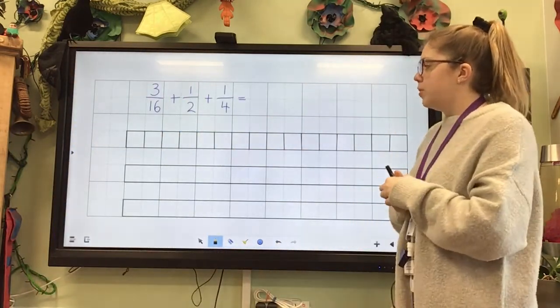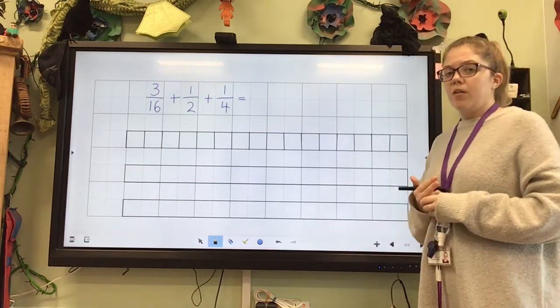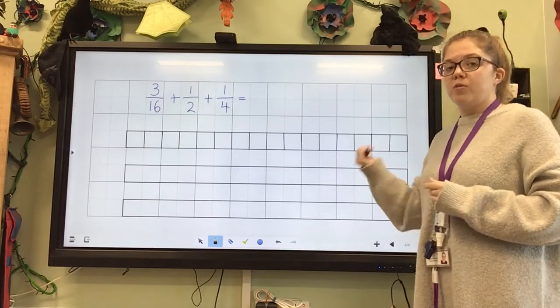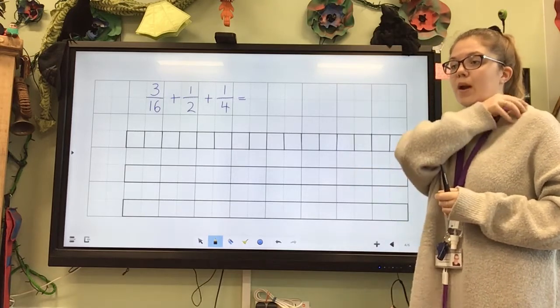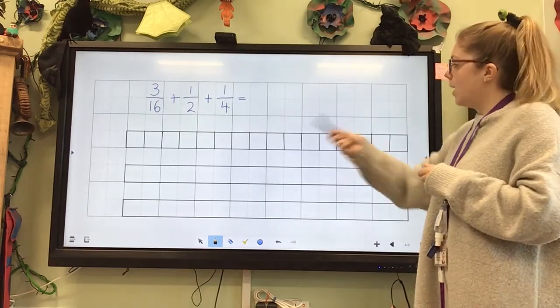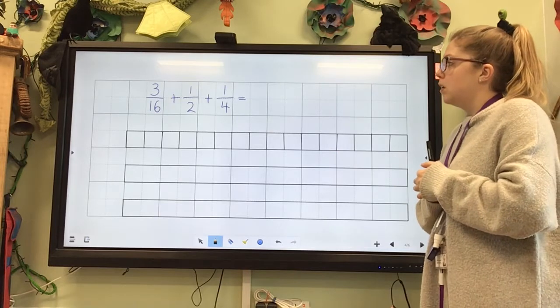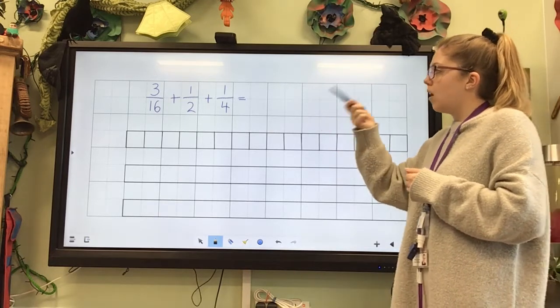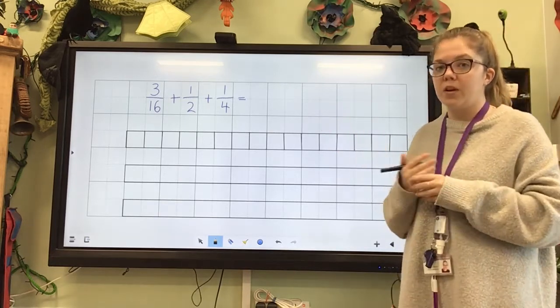One more for you to do. Pause the video, have a go at this yourself. You might want to draw some bar models to help you if you've got some square paper at home, or talk to somebody if they're near you. How would you solve this problem? How would we add 3/16, add a half, add a quarter? Pause the video and have a go.